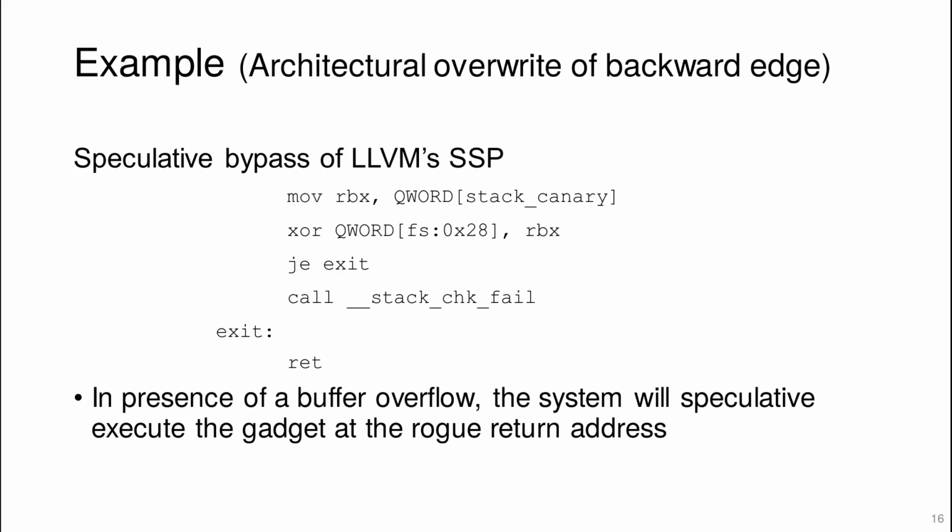Speculatively, however, the conditional branch will be trained to assume that no overflow takes place if the application has been executed already a few times. And so whenever there is one, again speculatively, the victim will bypass the SSP protection and just resume execution at the malicious return address. And if there's a gadget there, the attacker has a chance to extract interesting data.